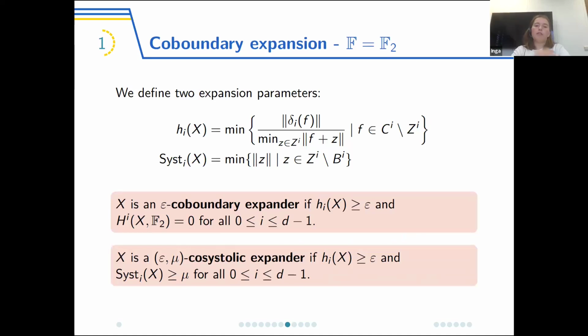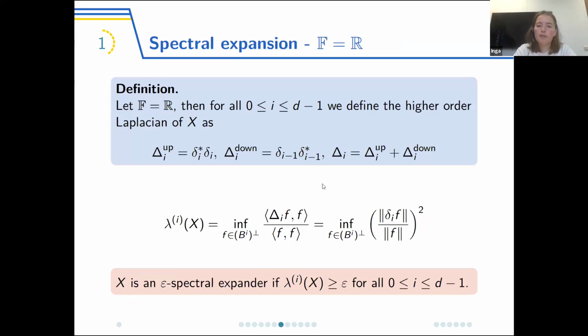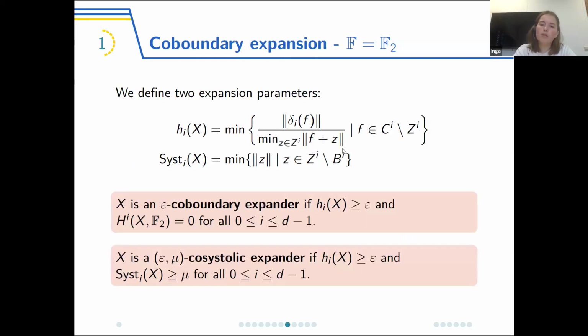I quickly want to mention what happens in the case with F2 coefficients. Here we only had the norm, and what we'll do is measure something similar to this quotient here. Now we'll look at the norm of the image of f under delta i and divide by the distance of f to the space of the cocycles. And the minimum of all those quotients will give us the coboundary expansion constant that, if you know more about expander graphs, will be a generalization of the notion of a Cheeger constant.